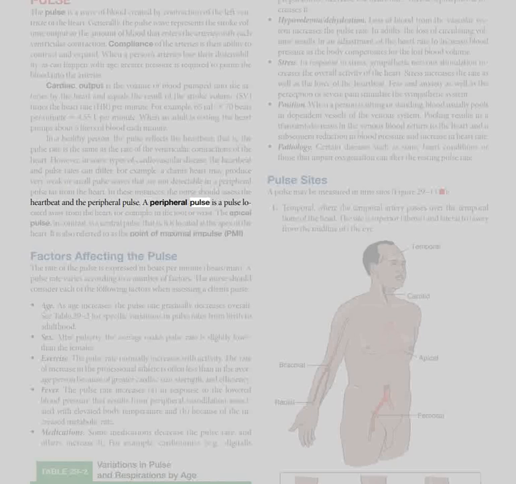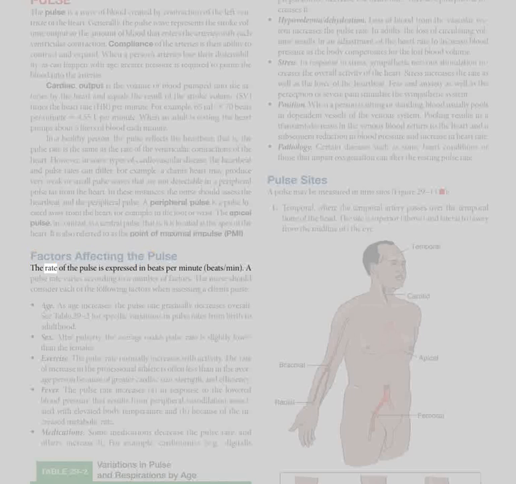A peripheral pulse is a pulse located away from the heart, for example, in the foot or wrist. The apical pulse, in contrast, is a central pulse, that is, it is located at the apex of the heart. It is also referred to as the point of maximal impulse, PMI.